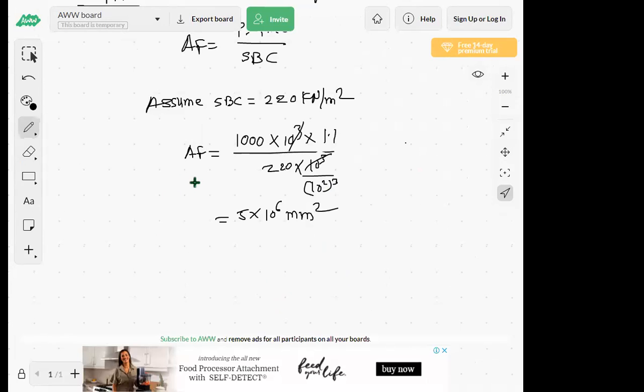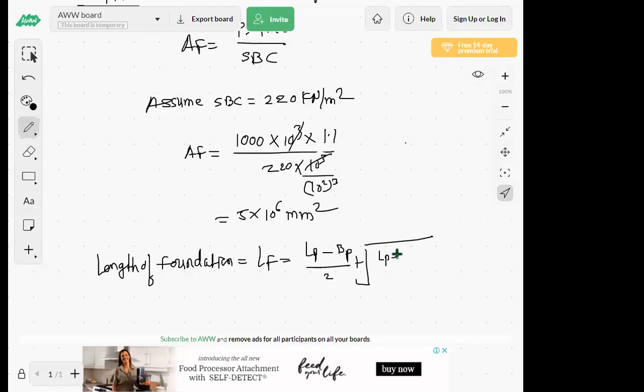Okay, so this is the area of foundation. Now we have to calculate length of foundation. So length of foundation is equal to, LF is equal to, use this formula, LP minus BP divided by 2 plus under root of LP minus BP by 2 square plus AF.